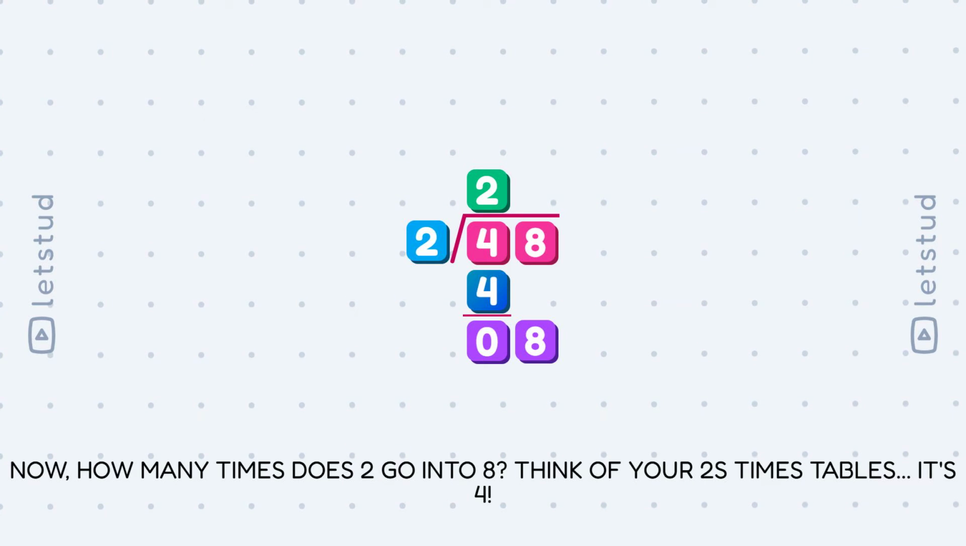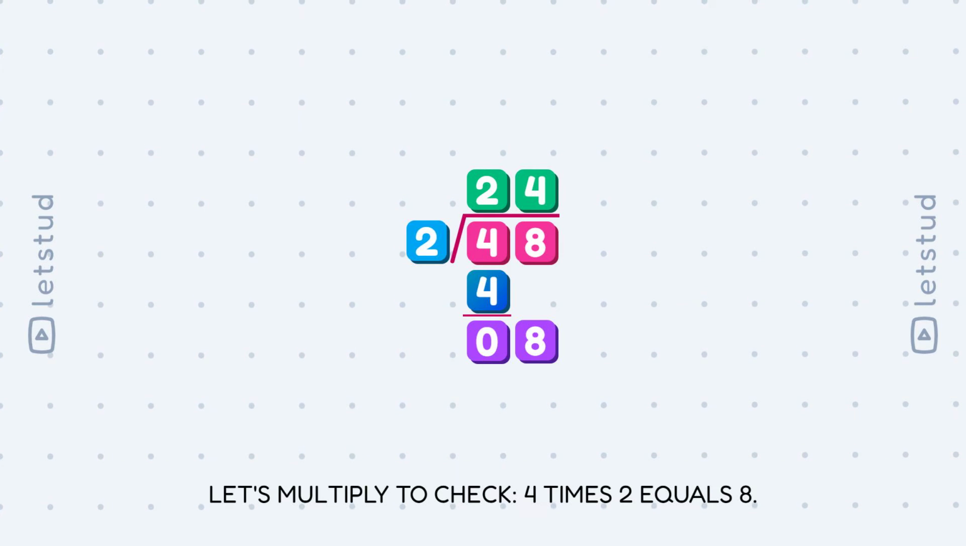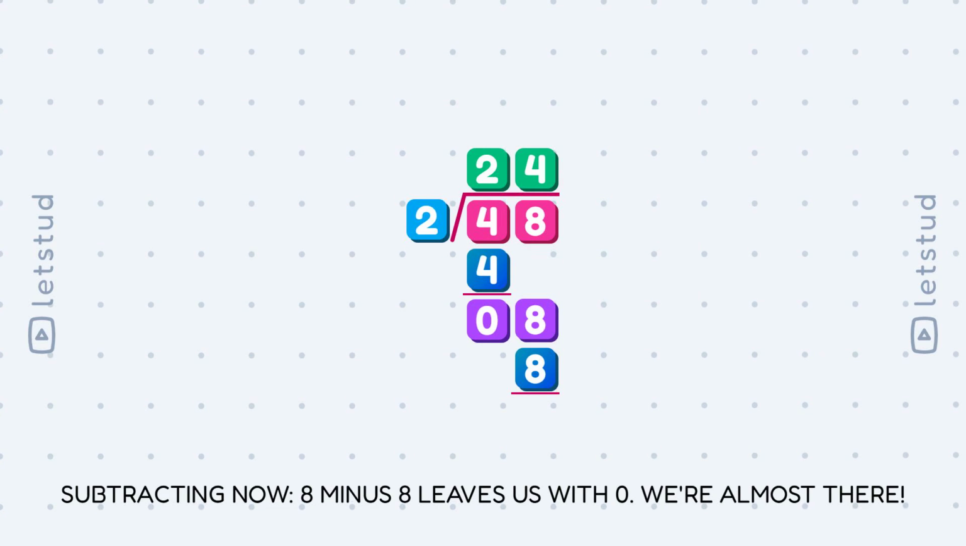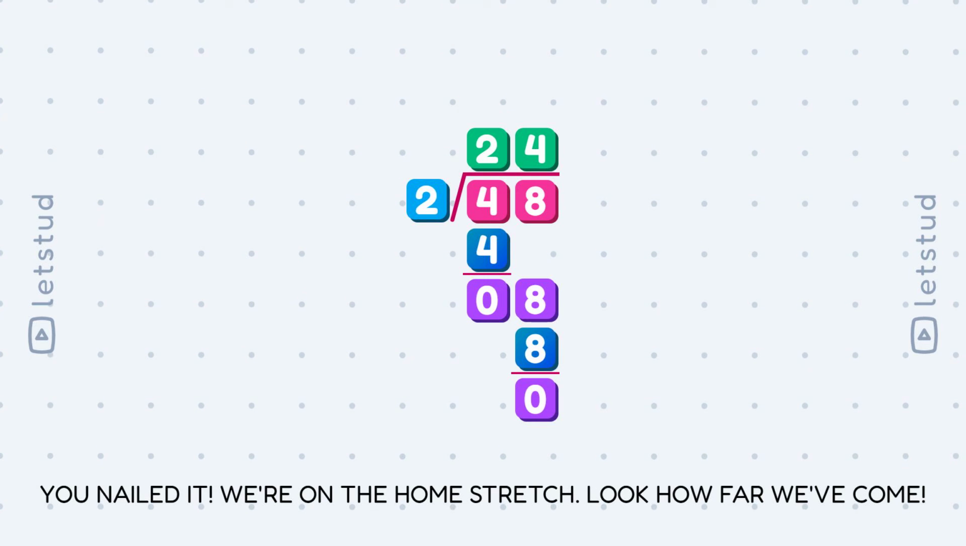Think of your 2's times tables, it's 4. Let's multiply to check. 4 times 2 equals et. Subtracting now. Et minus et leaves us with 0, we're almost there. You nailed it, we're on the home stretch, look how far we've come.